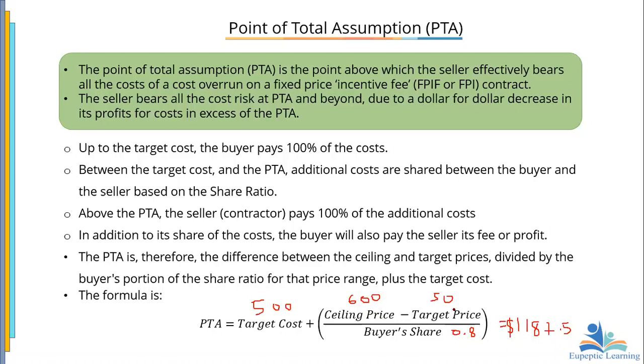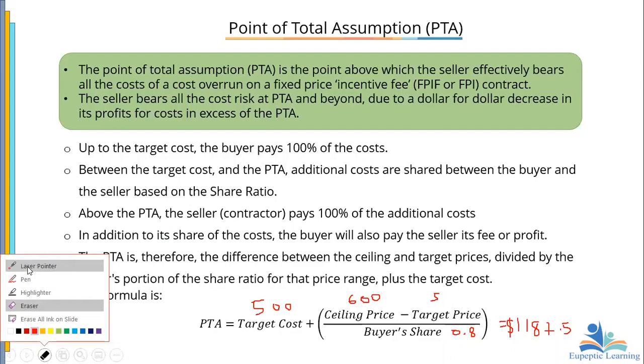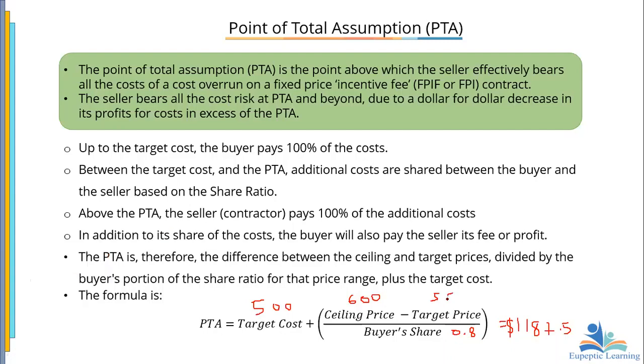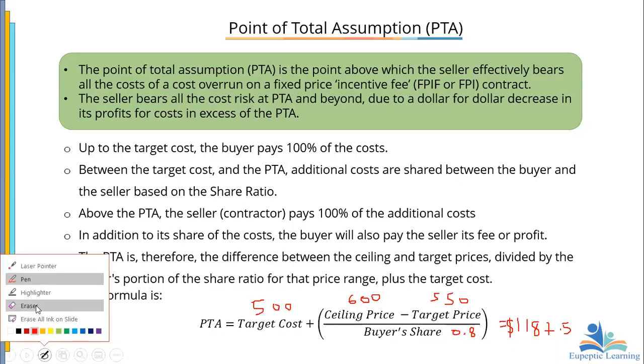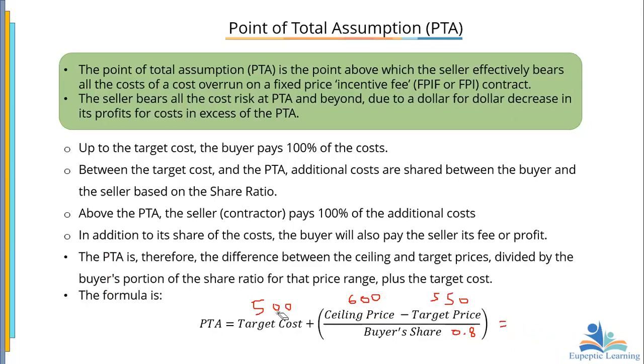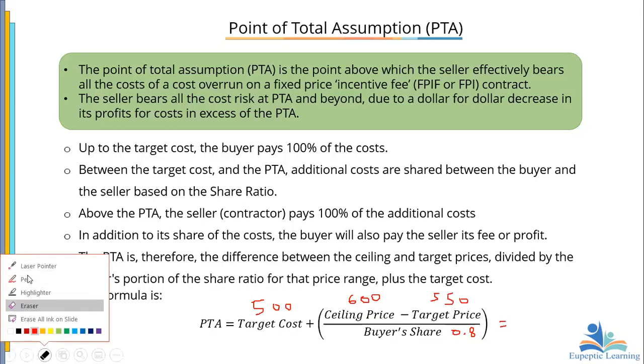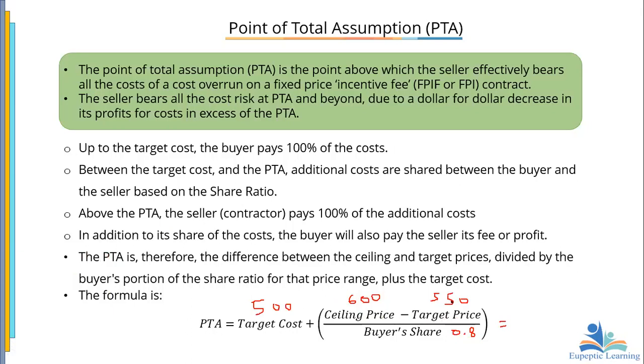Please, I've made a mistake here. Let me correct it. If you can see, the target price is not 50, please. The target price is 550. So let me correct it, please. I hope you've seen it here. So let's make the necessary correction. Okay, target price is 550. So let me go back, and here the difference between them is going to be 50.